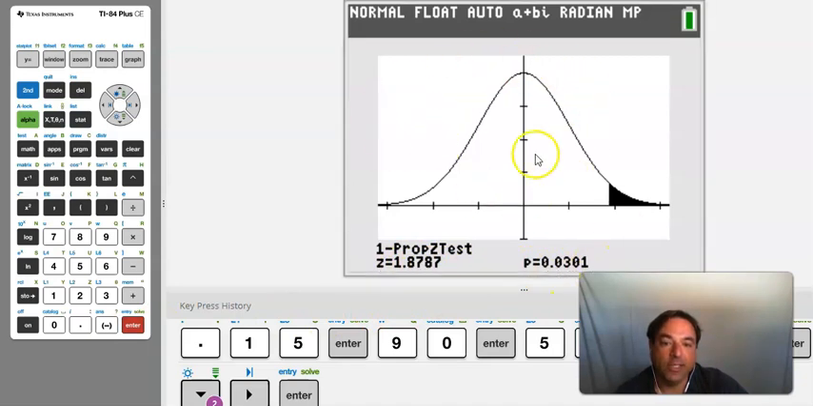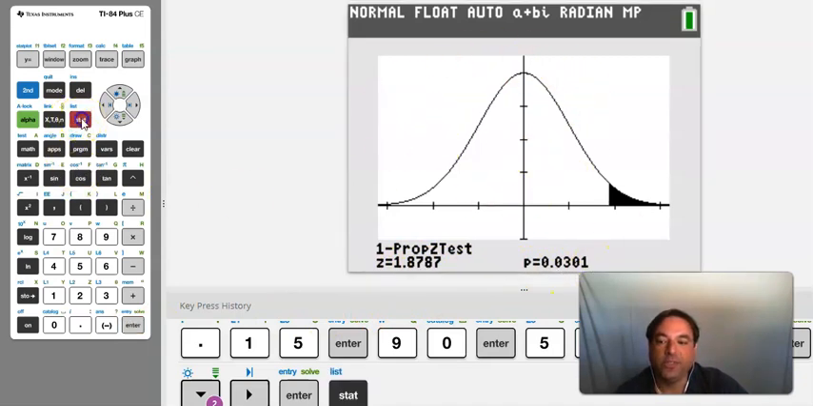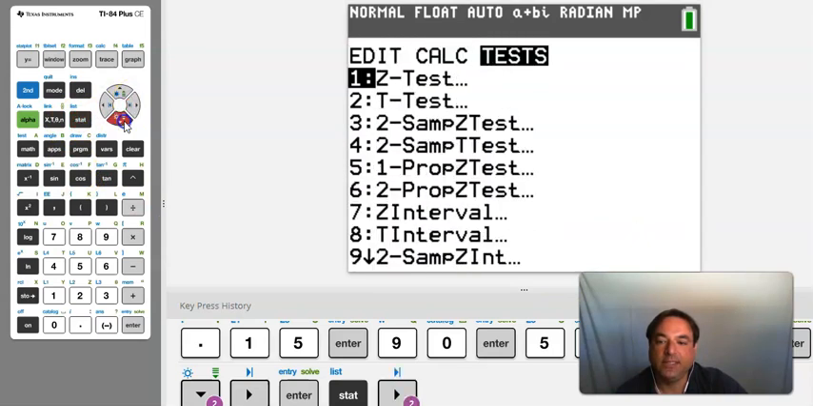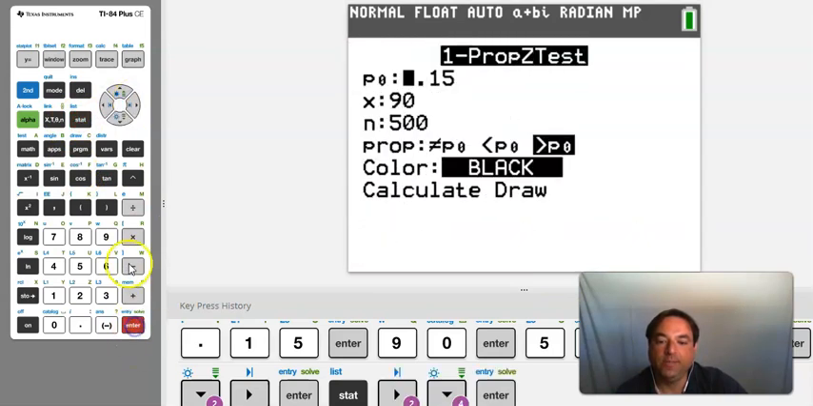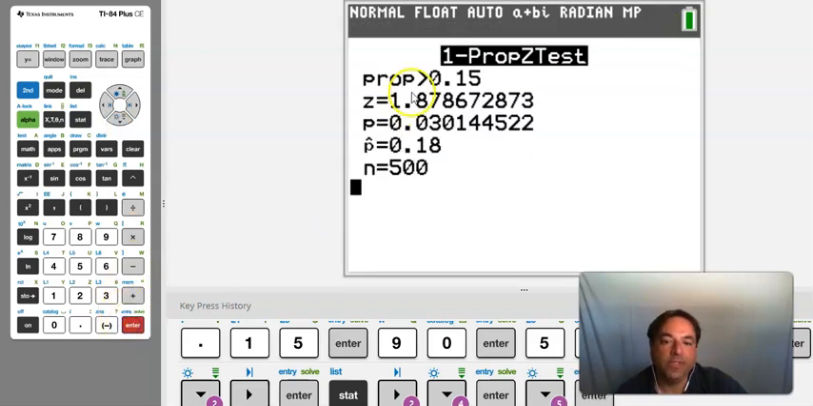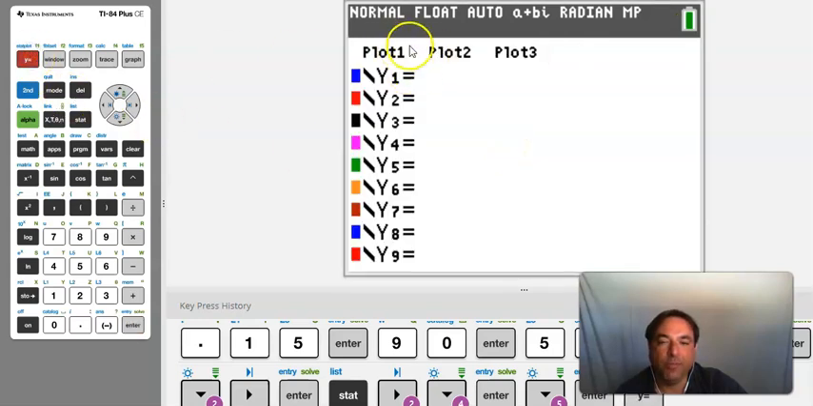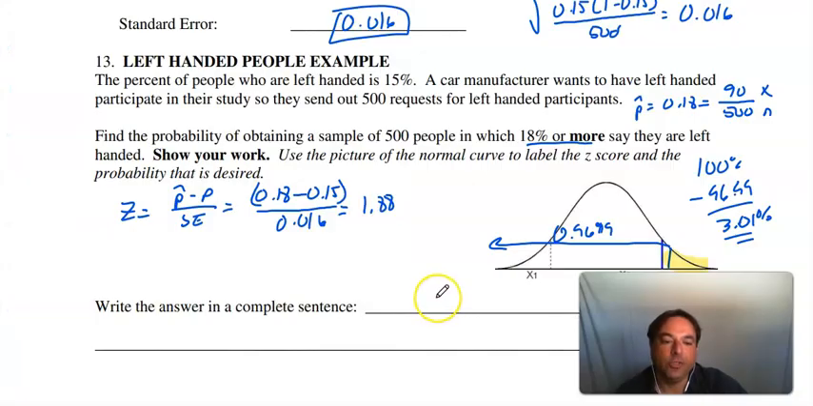If you get an error in this case, remember you can always go to stat, over to tests, number 5, choose calculate instead of draw, and it will give you the same answer, z and p. And if you get an error, maybe in your y equals you have plots on or something. Okay, but we check that our answer is correct.